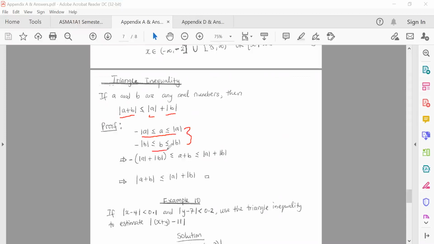Similarly, it's also true for B. The absolute value of B can either be B or minus B. So we say that B lies between the absolute value of B and minus the absolute value of B. Now, if you add everything up, if you add these two together, you get this. If you add A plus B, and add the absolute value of A and the absolute value of B, you get something like this. And if you remember well, when you have an expression that lies between two terms, one positive and one negative, it's equivalent to saying absolute value less than or equal to.